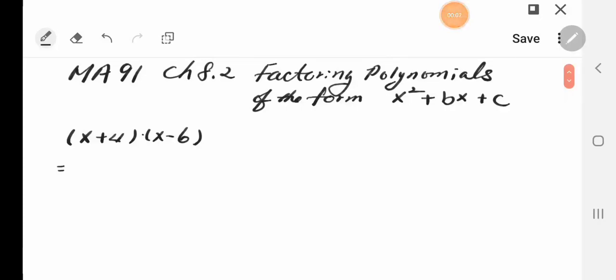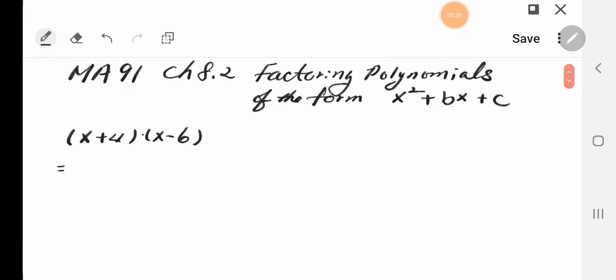Chapter 8.2. This is about factoring polynomials of the form x squared plus bx plus c, or ax squared plus bx plus c. This is a quadratic expression. One is x squared, the second term is x, and the last term is a constant. So factoring means, this is a trinomial, so write the trinomial as a product.